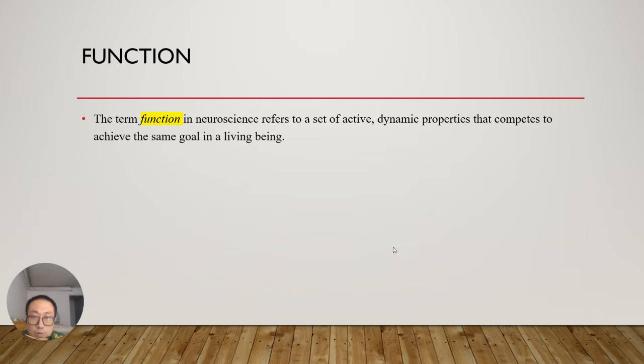The term function in neuroscience refers to a set of active, dynamic properties that compete to achieve the same goal in a living being.